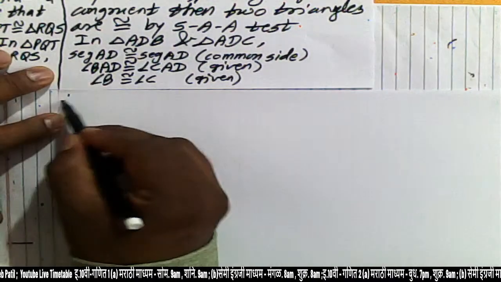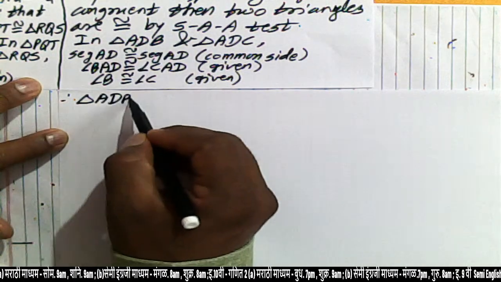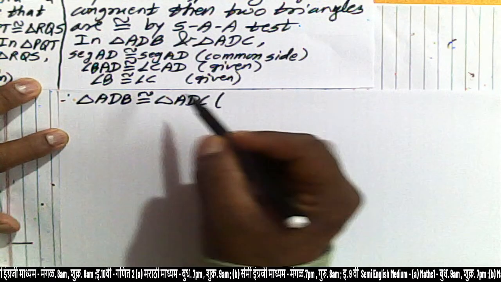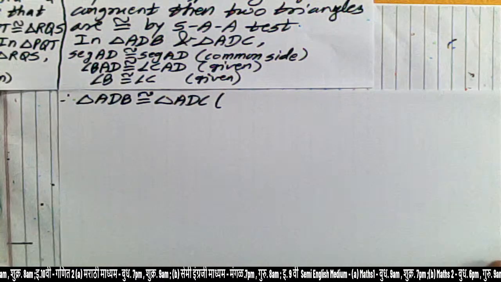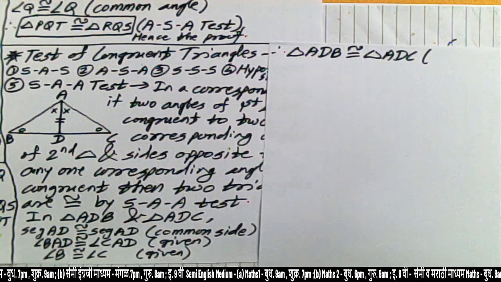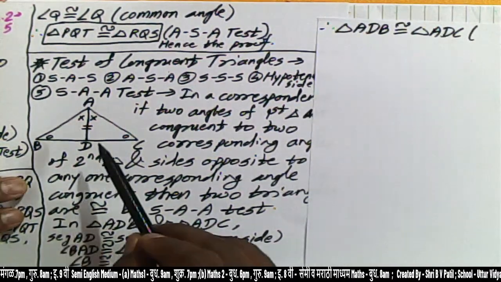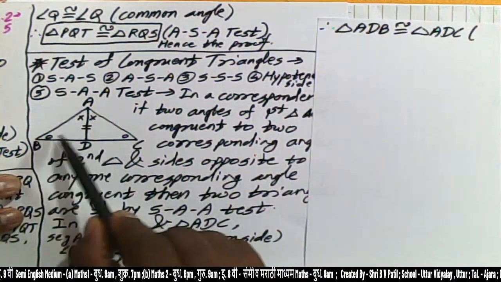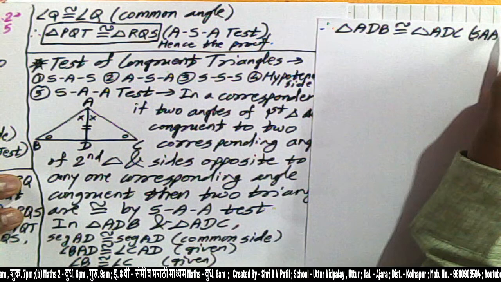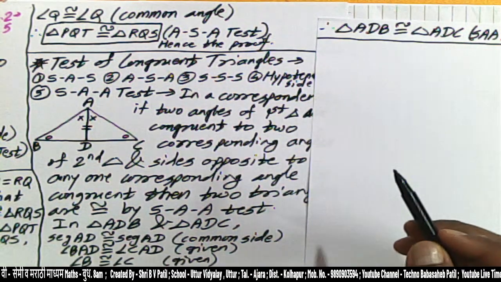Therefore here three conditions are obtained, then we can say that triangle ADB is congruent to triangle ADC, and the reason is side angle angle, SAA test. Yes, in this way we can write.